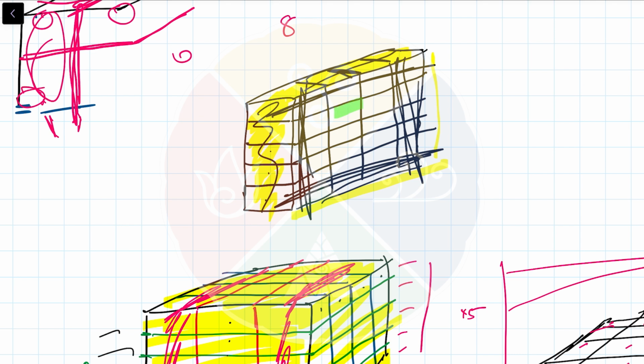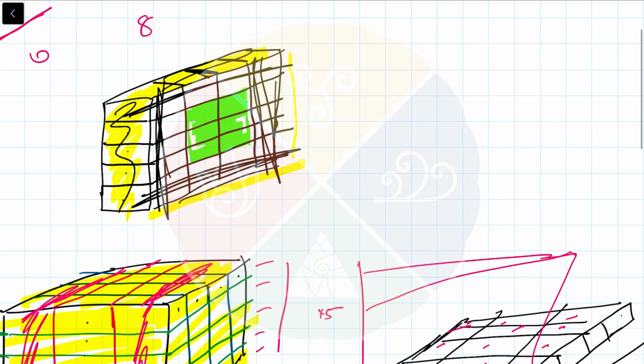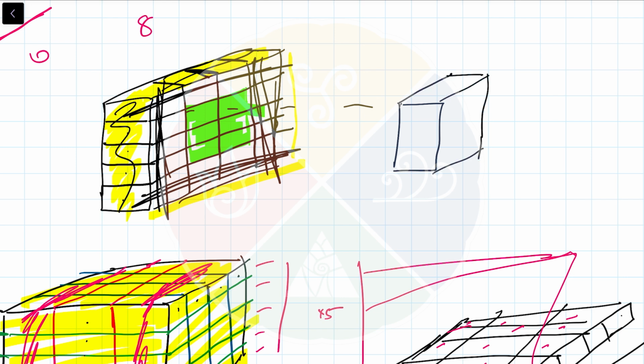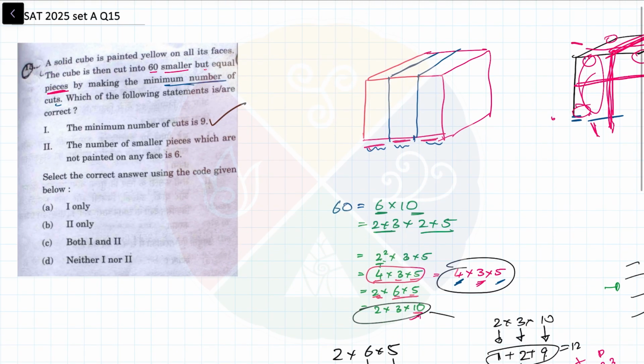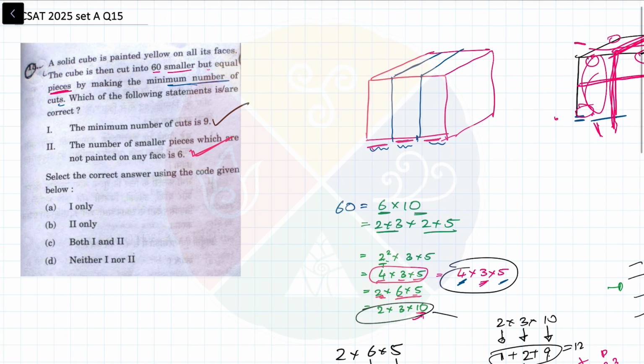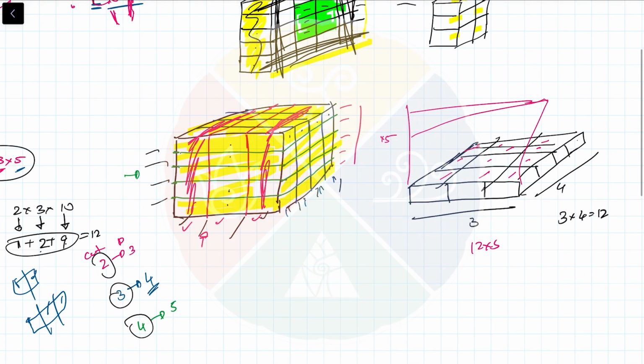Now if you look, the inside cubes, if you bring them separately, you will find the inside layer 1, 2, 3, and 2 cuts here, only 6 cubes. That means 1, 2, 3, 4, 5, 6, only these 6 cubes will not have any paint. So the number of smaller pieces without any paint is 6. This is also correct. Now how to do this thing much more easily?